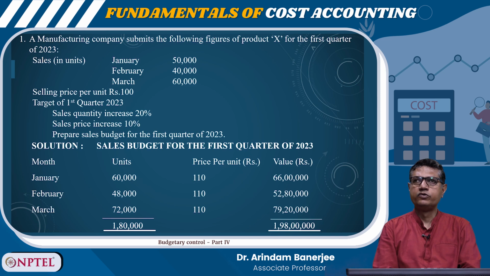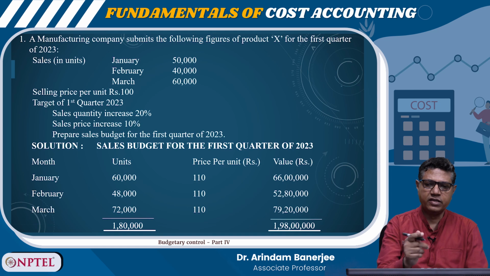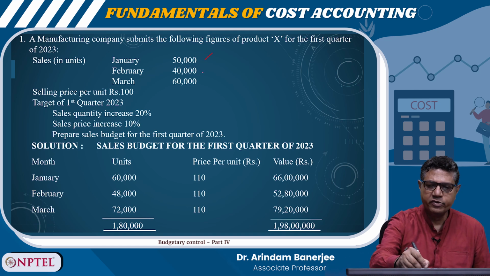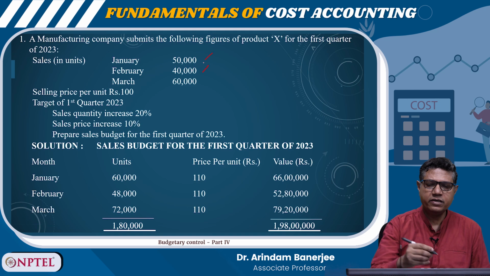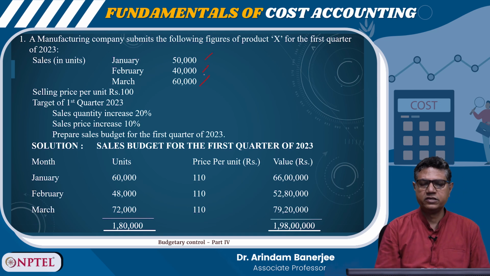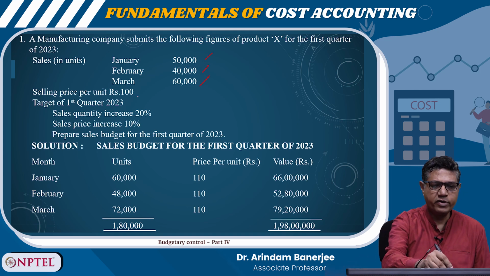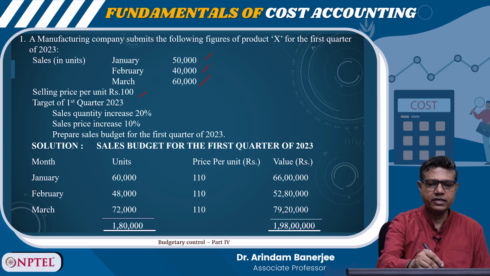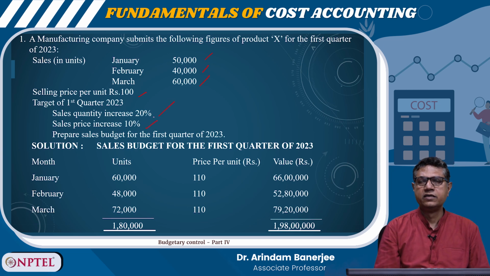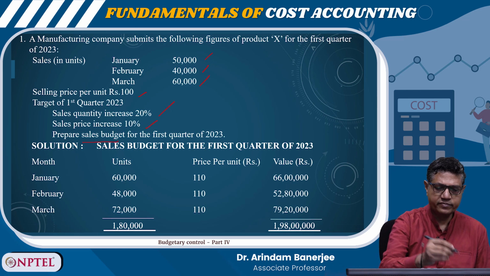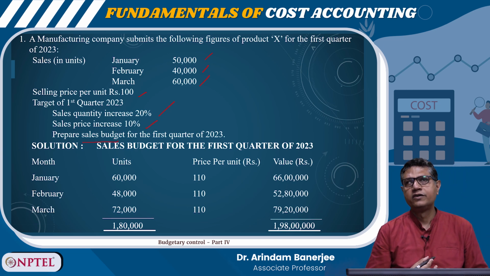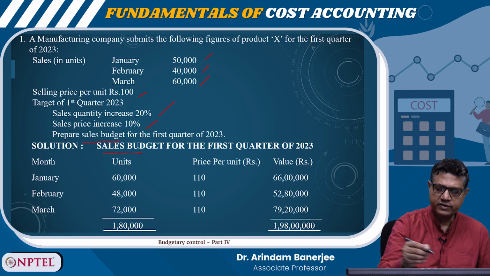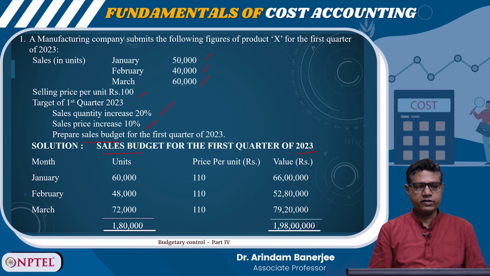first quarter of 2023. Sales: 50,000 in January, 40,000 in February and 60,000 in March. Selling price per unit 100. Target of first quarter 2023: sales quantity increase 20%, sales price increase 10%. Prepare a sales budget for the first quarter of 2023. So, we will prepare the sales budget for the first quarter of 2023.